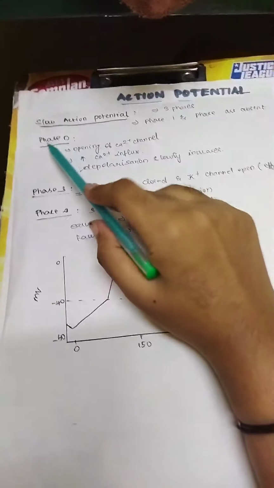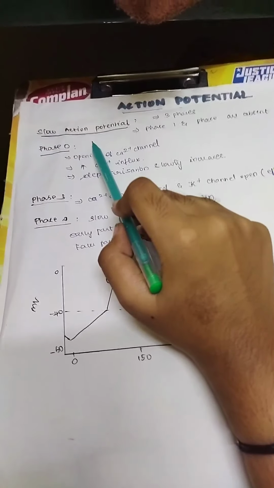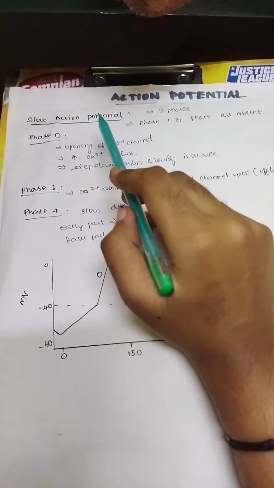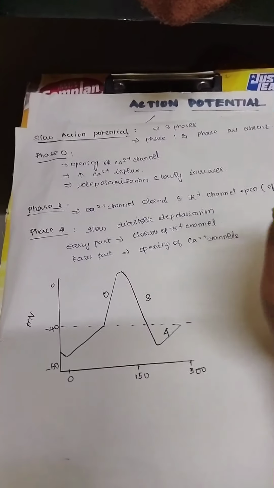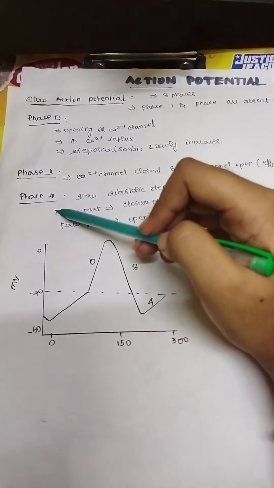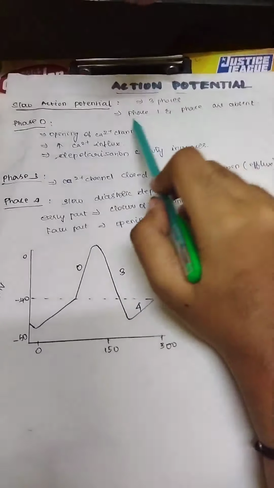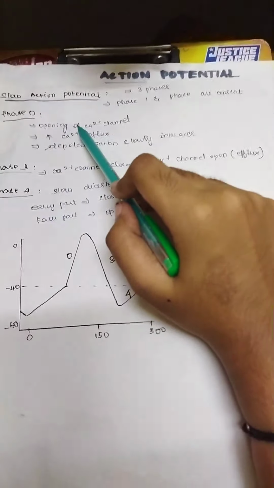Okay, so next we are going to talk about the slow action potential. The slow action potential takes place only in the AV nodal junction, as well as the ischemic heart. It consists of 3 important phases: phase 0, phase 3 and phase 4. There is no phase 1 and no phase 2. They are both absent in the slow action potential.